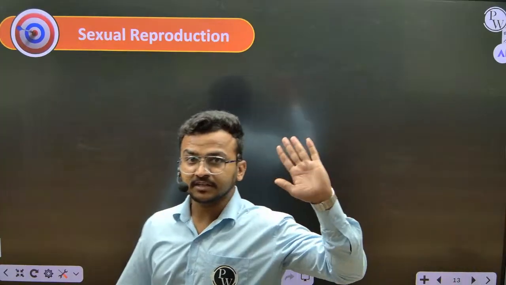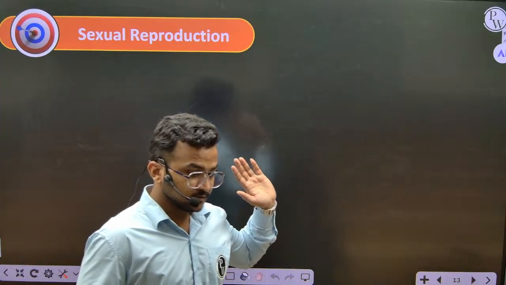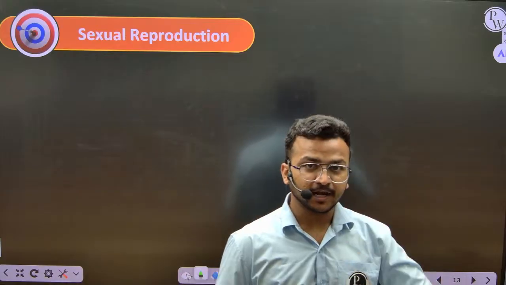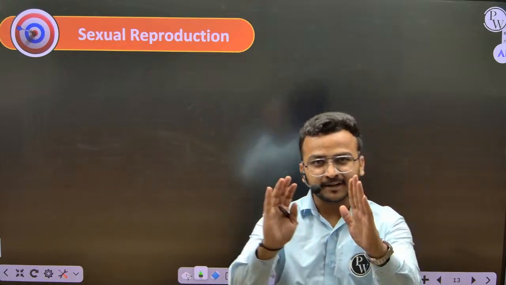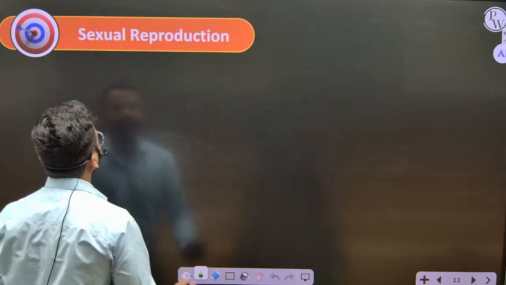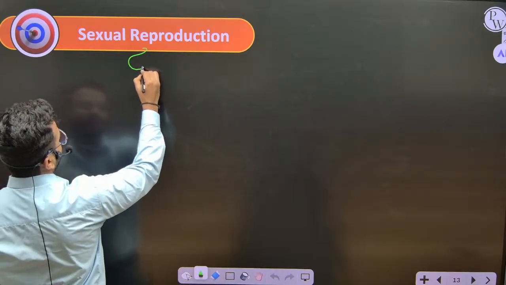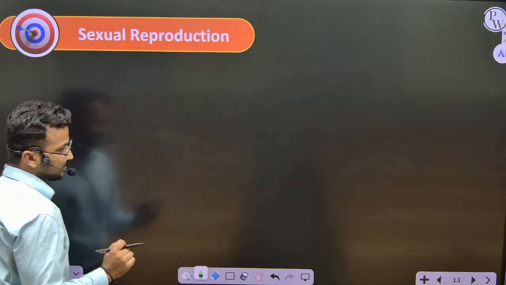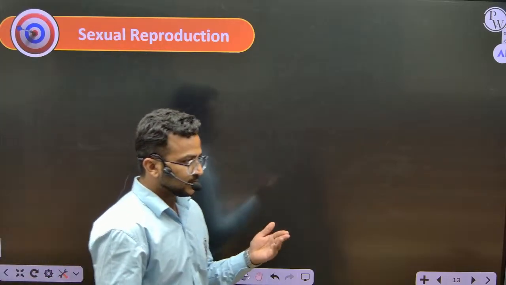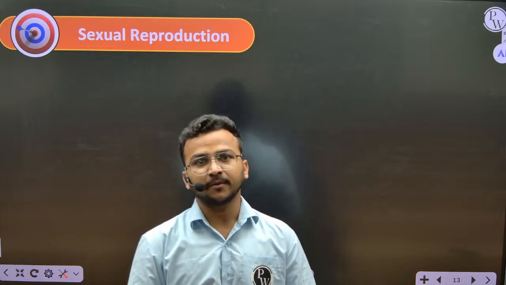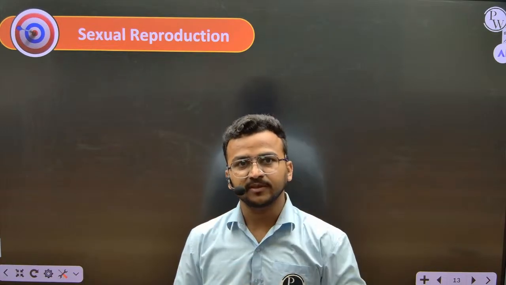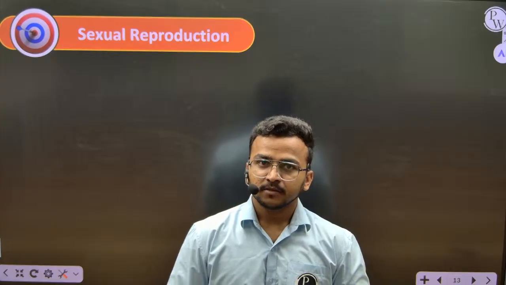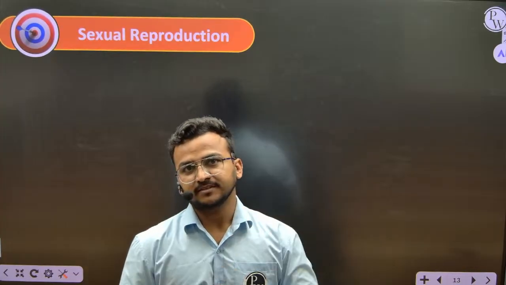Now coming to sexual reproduction. So now half an hour has been completed. We have not yet started the chapter. See, now you can see here, sexual reproduction of flowering plants. Before that, sexual reproduction means what? There is the involvement of both male and female gametes, meaning the fusion of male and female gametes will be there, and we call it sexual reproduction.